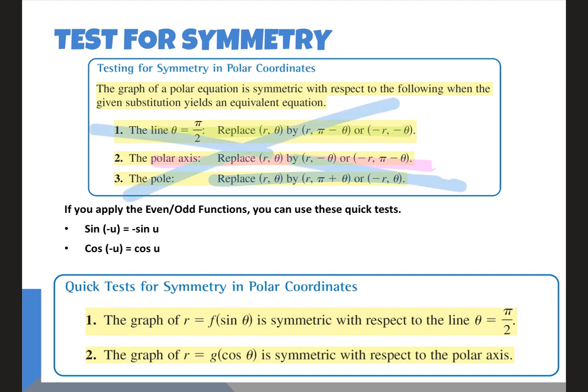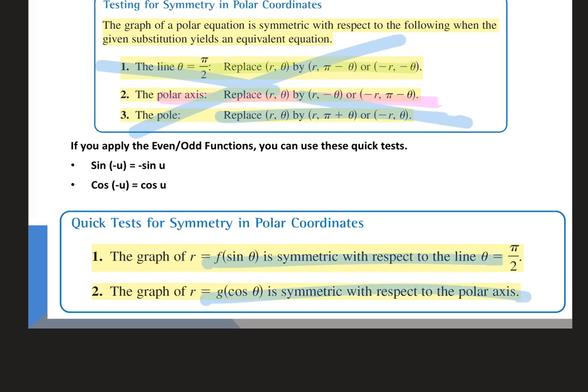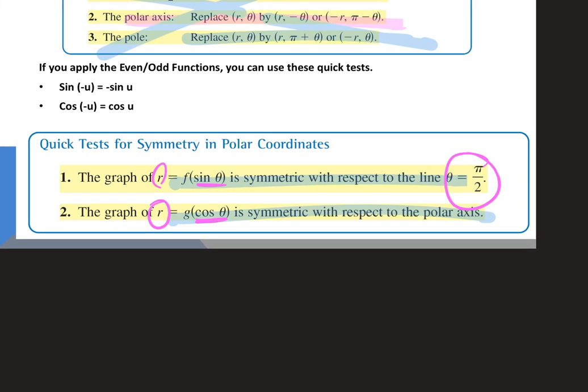These you do not need to know though, because these on the bottom are your shortcuts. If your equation is r equals, and it only works if it's an r equals, we're going to talk about r squared tomorrow, and your function has sine in it, then it's symmetric to the pi over 2 line. If your function has cosine in it, then it's symmetric to the polar axis. So think sine is y, and y is your pi over 2. Think cosine is x, and x is your polar axis.